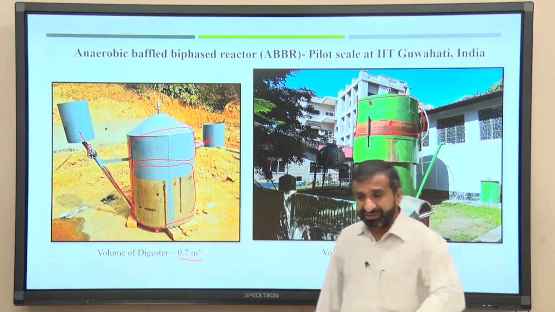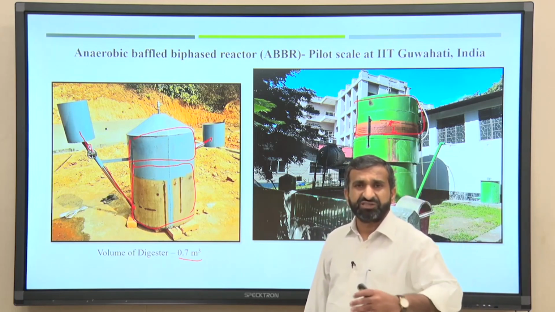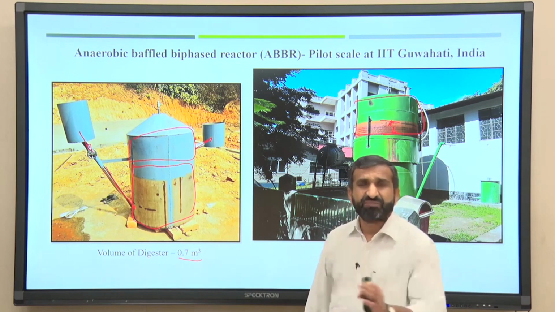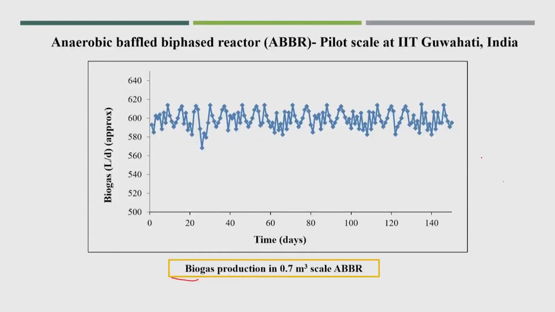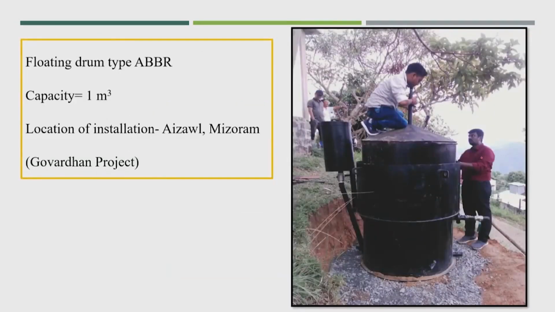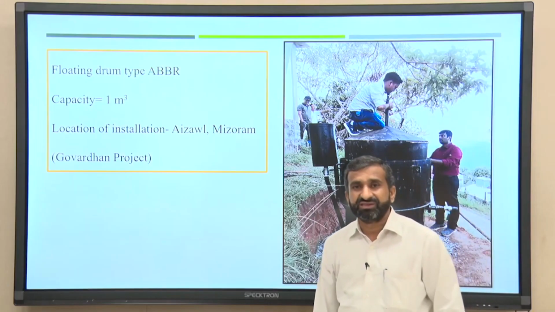Why? Because the HRT is very high and degradation is very fast, and the methane production was also more than 70%. You see here, biogas production was good and ran for more than 140 days. Also, this floating type of ABBR of 1 meter cube capacity has been installed under the Govardhan project in Aizawl, Mizoram. It is a small unit, and this was specially for piggery waste.